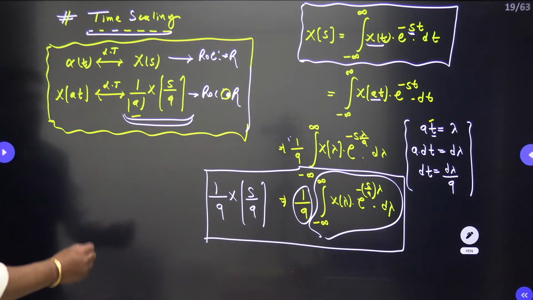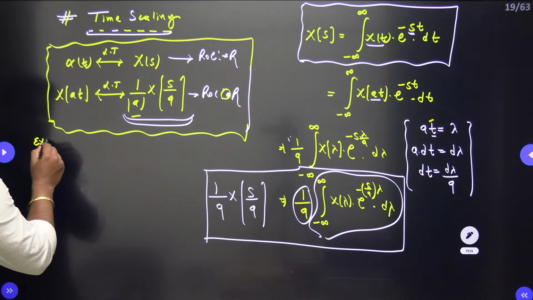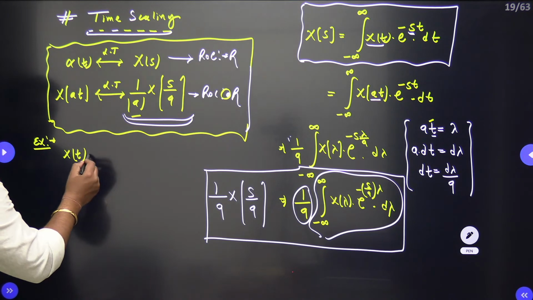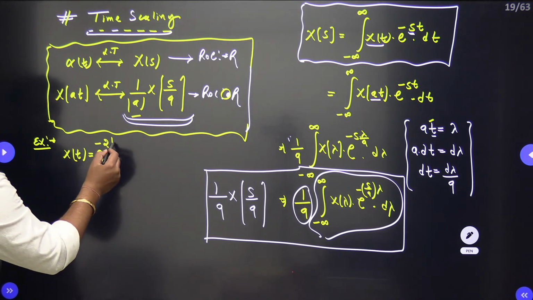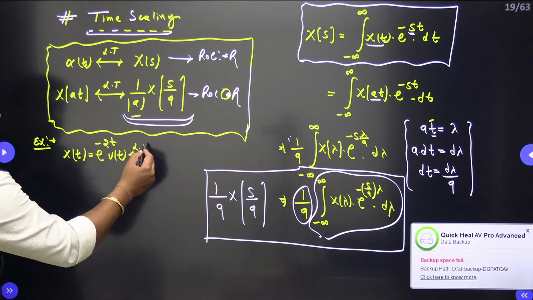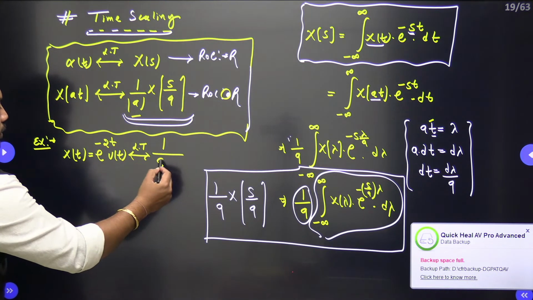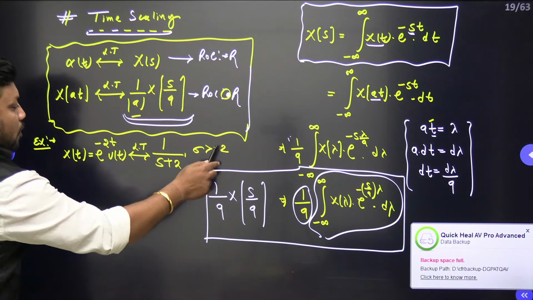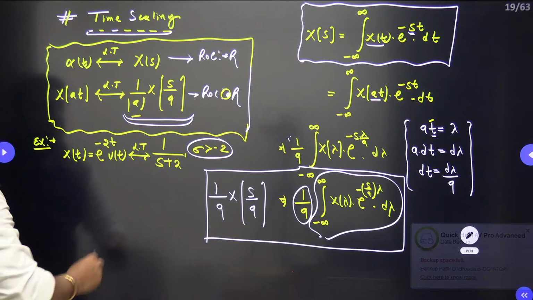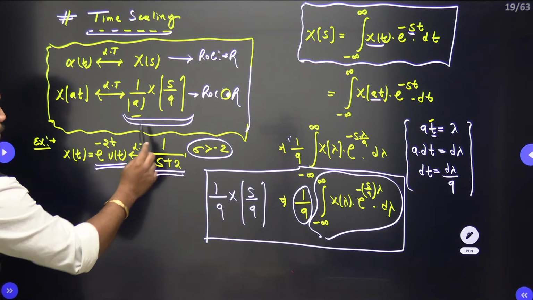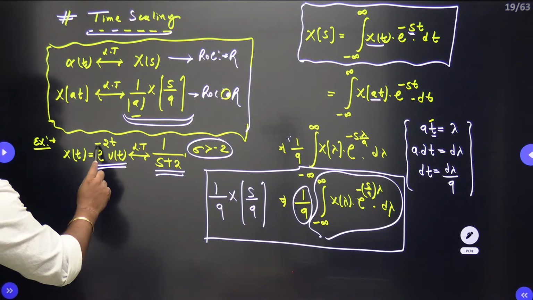Similarly, students, if I take an example: if x of t is nothing but e to the power minus 2t u(t), then tell me what is its Laplace transform. Its Laplace transform is nothing but 1 upon s plus 2, and sigma is greater than minus 2. Is this clear?